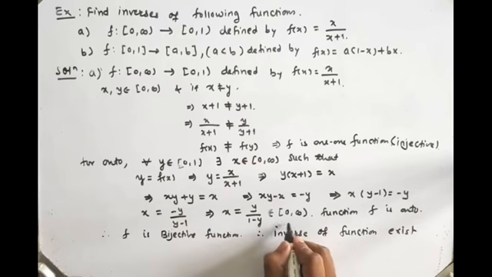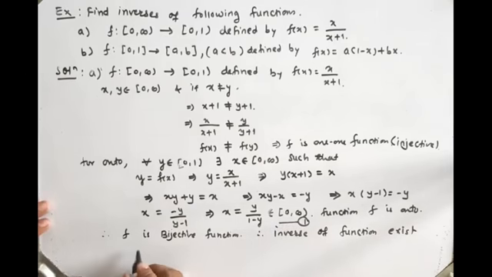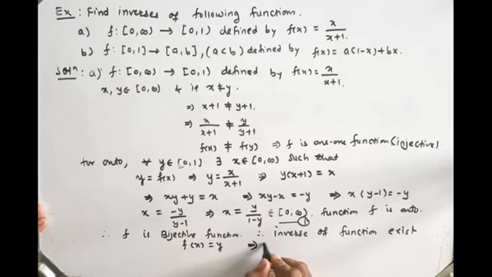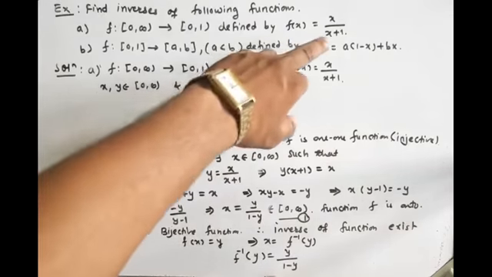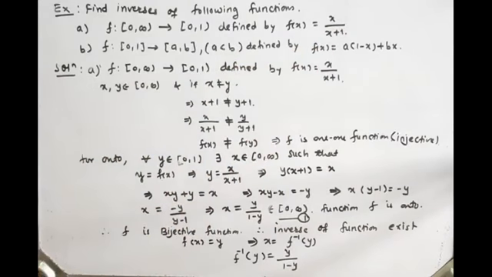So I will write this as equation number 1. And inverse of a function exists means f of x is equal to y. So I apply f inverse on both sides, and I get x is equal to f inverse of y. Using this value in equation 1, f inverse of y is equal to y upon 1 minus y. This is the inverse of the given function f of x is equal to x upon x plus y.